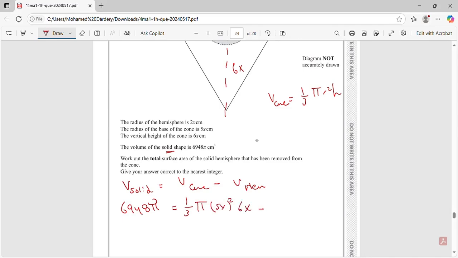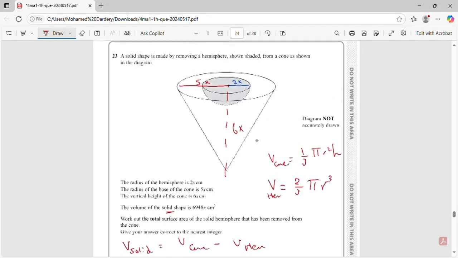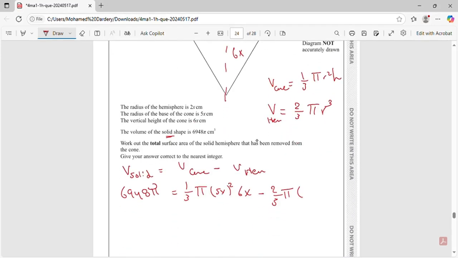Okay, this is minus the volume of the hemisphere, and we know that the volume of hemisphere from the rules is 4 over 3 pi r cubed as long as it's a sphere. Divided by 2, it will be 2 over 3 pi r cubed. This is hemisphere, not the sphere, because if the sphere it will be 4 over 3. So in this situation, it will be 2 over 3 pi, and r here for the hemisphere is 2x, so it will be 2x all power of 2.